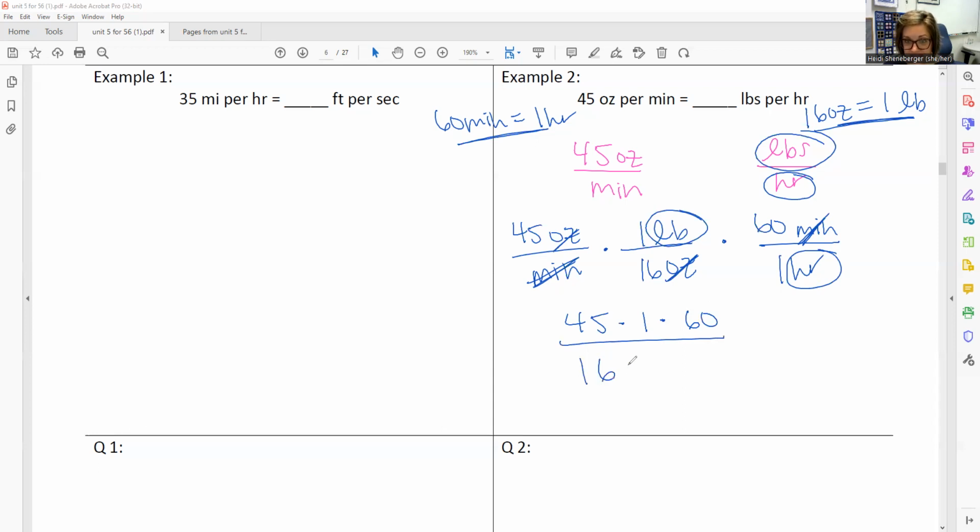Over 16 ounces times 1. Okay, so again, 45 times 60 is much too large. I'm going to use my calculator and get 2,700. 16 times 1 is 16. So that means I'm going to divide 2,700 by 16, and I end up with 168.75. And what is that? That is pounds per hour. That'll be pounds per hour.